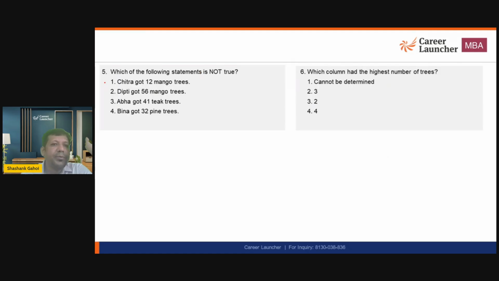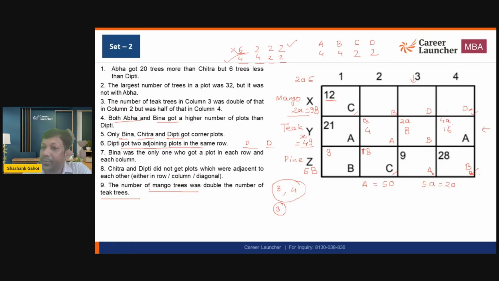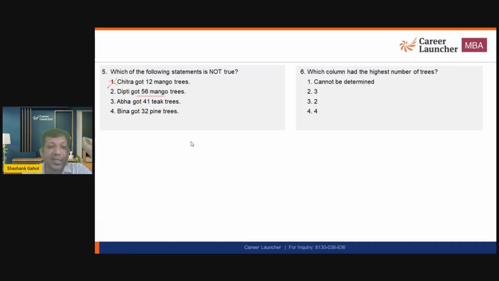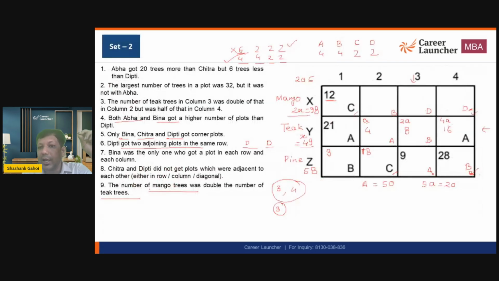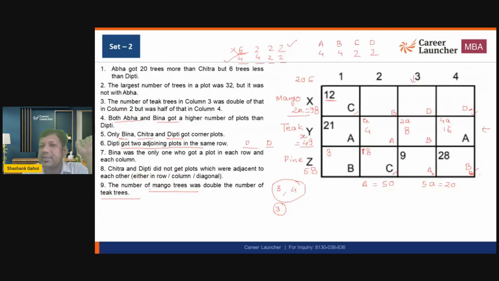Deepti got 56 mango trees. That is right, because if you look, Deepti got 56 trees and Deepti is getting only mango trees. So the total number of trees received by Deepti is going to be this. Abha got 41 teak trees. Abha is getting 16 plus 4, 20 plus 21, 41 teak trees. That is correct, so that is also false. And Beena got 32 pine trees. That is false.